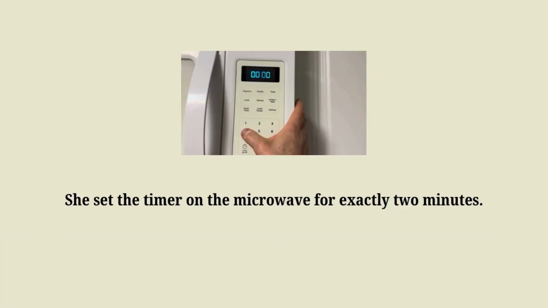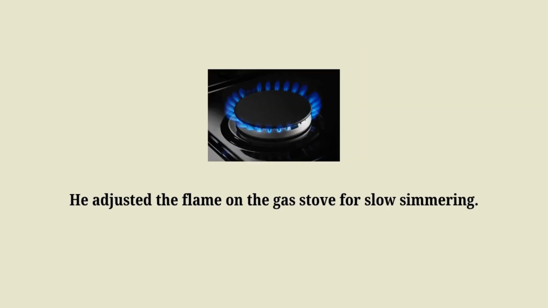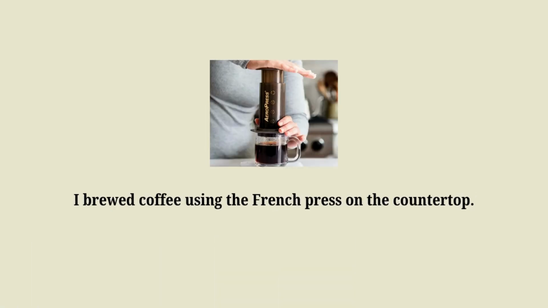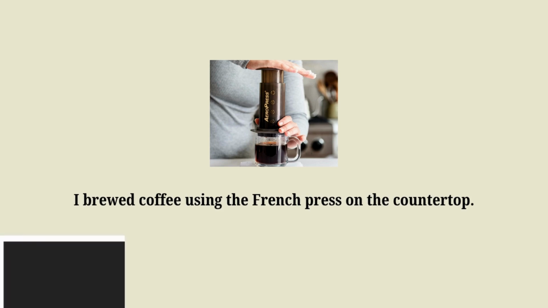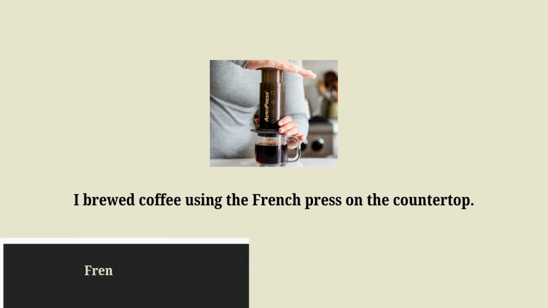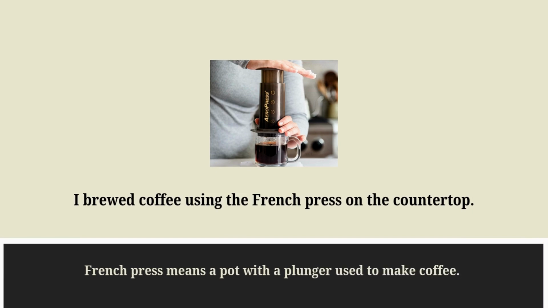She set the timer on the microwave for exactly 2 minutes. He adjusted the flame on the gas stove for slow simmering. Simmering means cooking food slowly with small bubbles. I brewed coffee using the French press on the countertop. Brewed means made a hot drink by soaking. And French press means a pot with a plunger used to make coffee.